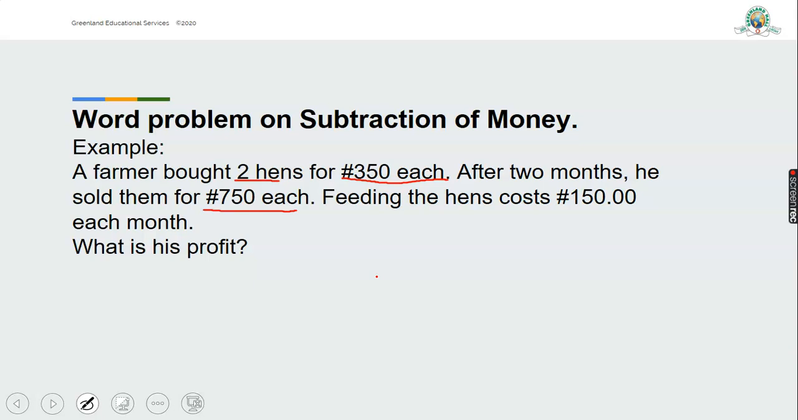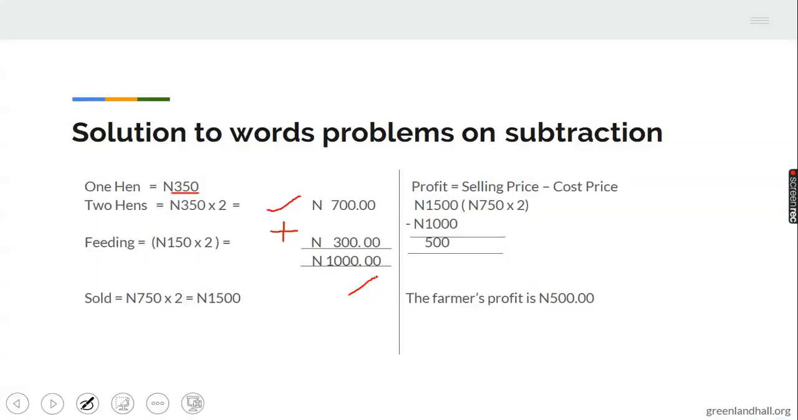After 2 months, he sold them for 750 naira each. Remember that the first month, he spent 150 on them. The second month, he spent 150 on them. And we've calculated that to be 300 naira. So after 2 months, he sold them for 750 naira each. Remember the hens are 2. So what do we do? 750 naira in 2 places. That's 750 naira times 2. And that is 1,500 naira.